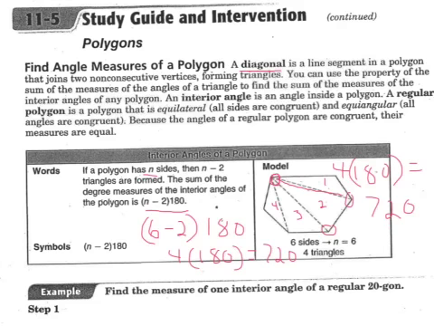But before we use this model for different polygons, I want to talk about what a regular polygon is. A regular polygon is a polygon that's equilateral, so all of the sides are the same length, and it's equiangular, which means all of the angles are congruent. So right here in our example, this is not a regular polygon because this side here is not the same length as this side here, and this angle right here is not going to be the same as this angle right here.